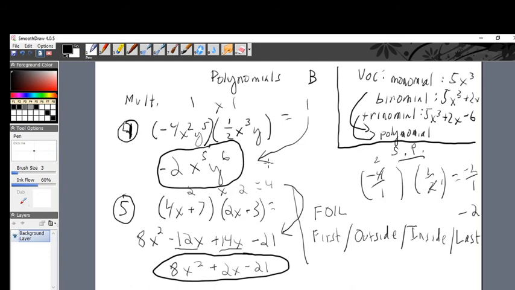Okay, so that's the story. That's classic FOIL, classic binomial times binomial. So here's what you've got to do. You've got to practice this. If you're doing this at home, but let me move up the paper. I think I got some more room.